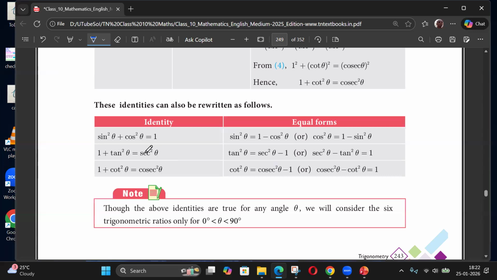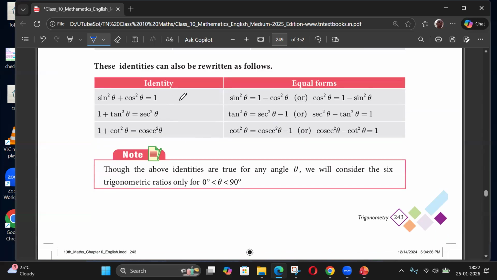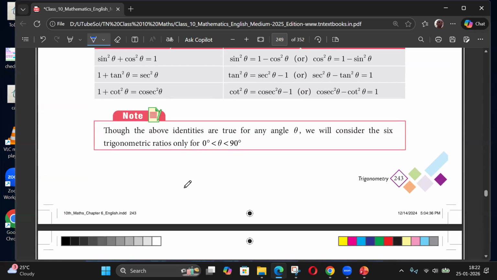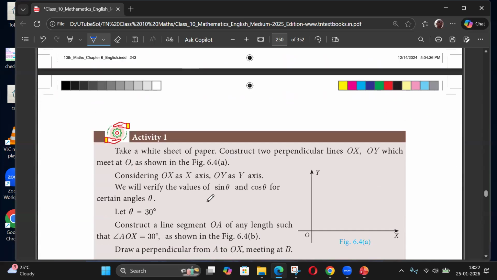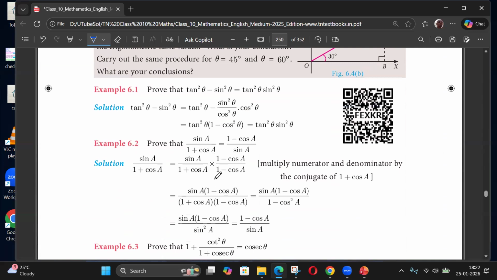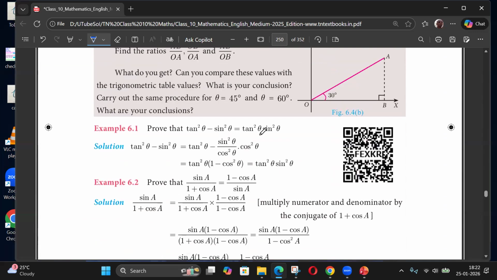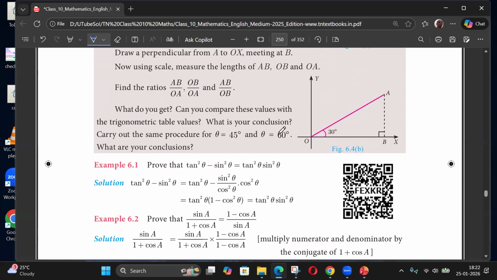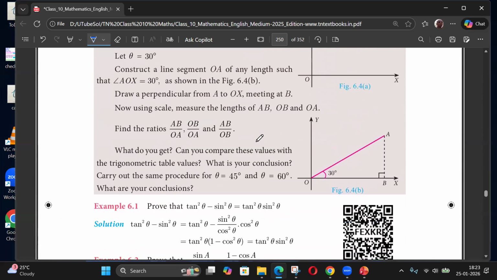So once this is true, I can write sine square equal to 1 minus cos square. Okay. Prove tan square minus sine square equal to tan square secant square. Try this one.